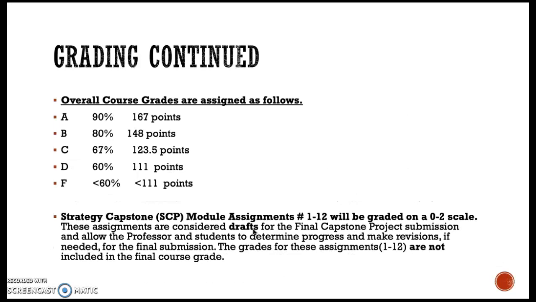Now, the overall grades are here and the points that you'll need to get an A, B, C, D, or F. The important thing on this particular slide is the capstone module assignments, numbers 1 through 12. I will be grading on a 0 to 2 scale for each of those assignments. They are considered drafts for the final capstone project that will be submitted and graded. The final project is what you will need to pass with a 17.5 out of 35.